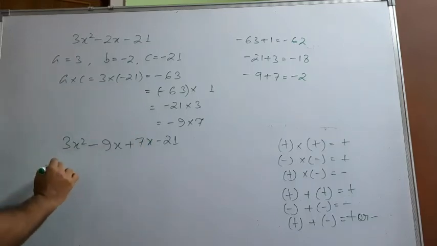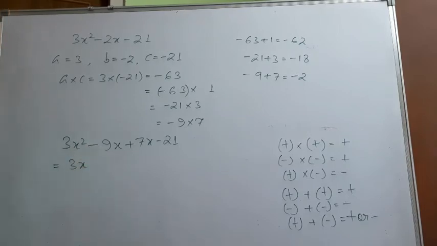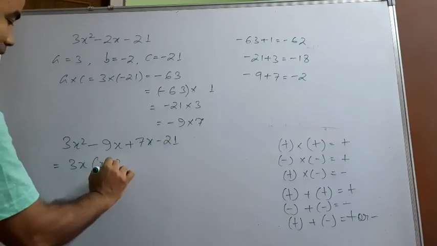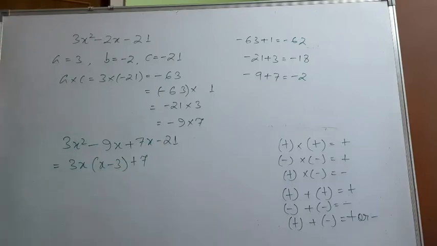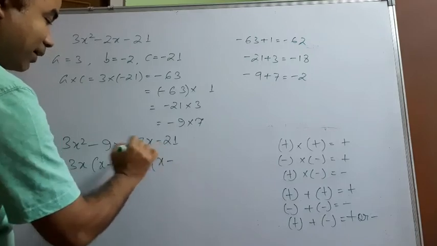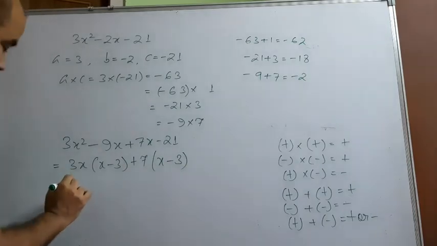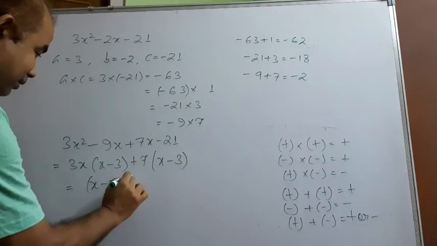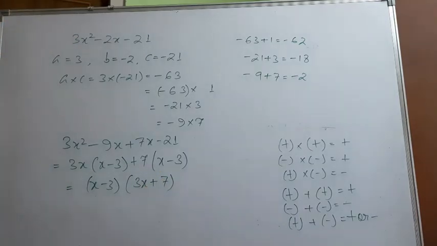After that, the last part, very easy. Take 3 common from 3 and 9, and x common from x squared and x. Then it will be x minus 3. From 7 and 21, you can take 7 common because 7 threes are 21. 7 into x is 7x. Positive into negative is negative. 7 threes are 21. They must be the same. Yes, they are equal. So you take x minus 3 common, then it is 3x and there it is 7. So these are the two factors of your polynomial 3x squared minus 2x minus 21.